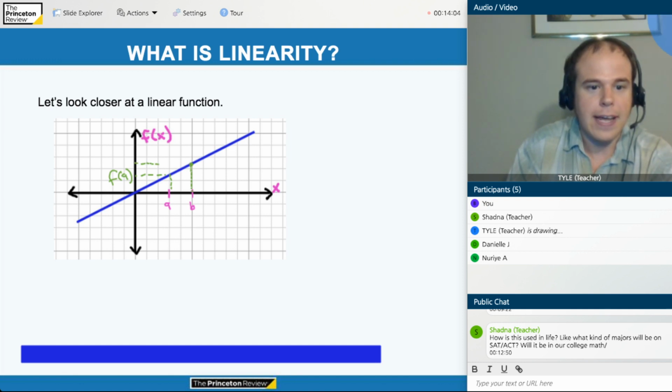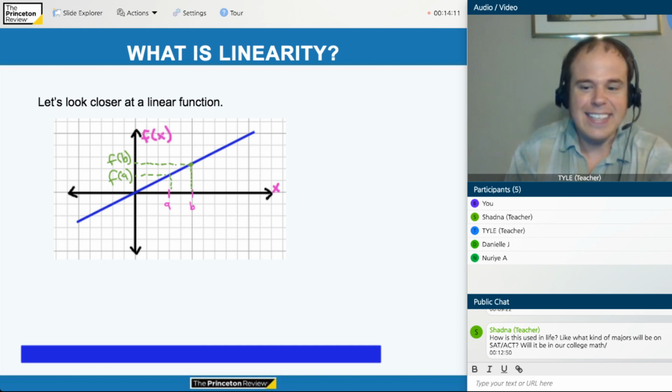What value does the function have when x equals b? And we call that value f of b. Okay, so far so good. Now let's consider the value a plus b.